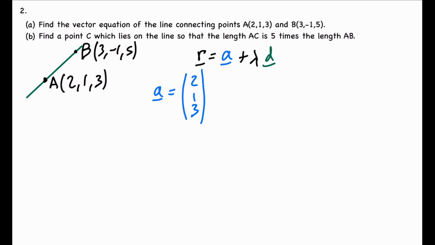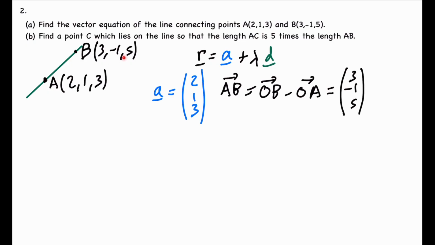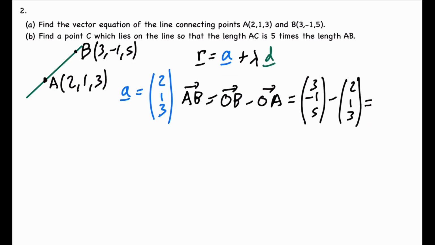And for our direction vector, we can just use the distance between the two. So the direction vector between the two, which is just AB, which we can write as OB minus OA. And this is equal to (3, -1, 5), which is the position vector of B, minus (2, 1, 3), which is the position vector of A. And we get our direction vector of 3 minus 2, which is 1, -1 minus 1, which is -2, and 5 minus 3, which is 2. So this is equal to our direction vector.